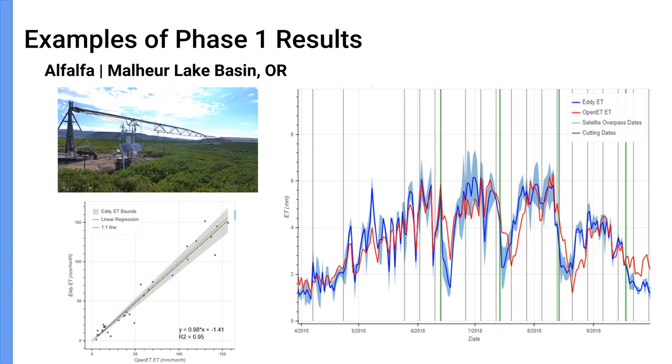The graph on the right shows the monthly time series of OpenET estimates shown in red, with eddy flux station ET estimates shown in blue, with the shading indicating the station uncertainty in ET. The gray vertical lines identify satellite overpass image acquisition dates, and the green vertical lines identify alfalfa cutting dates. Notice that OpenET generally tracks with the station-based estimates even during cuttings and harvest periods.